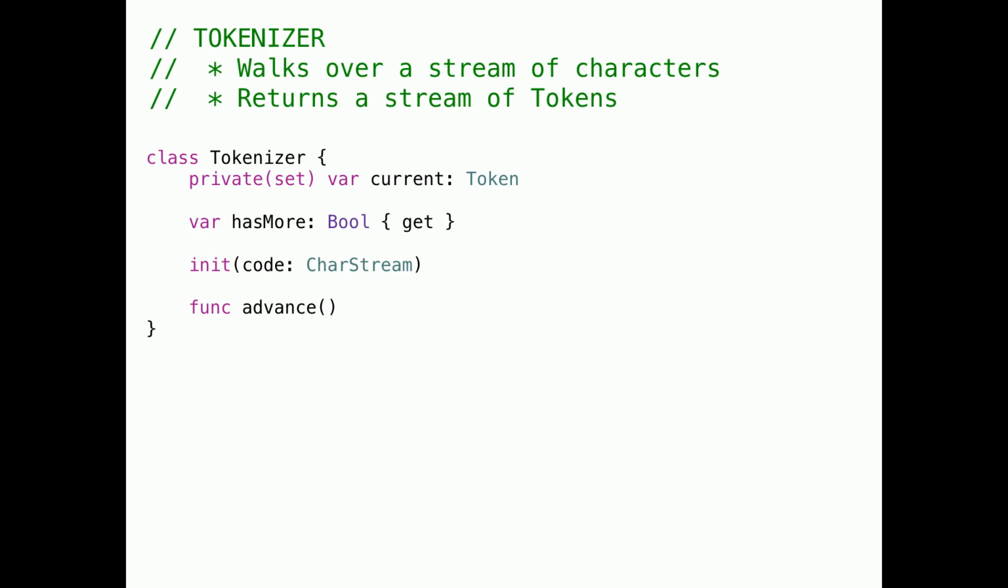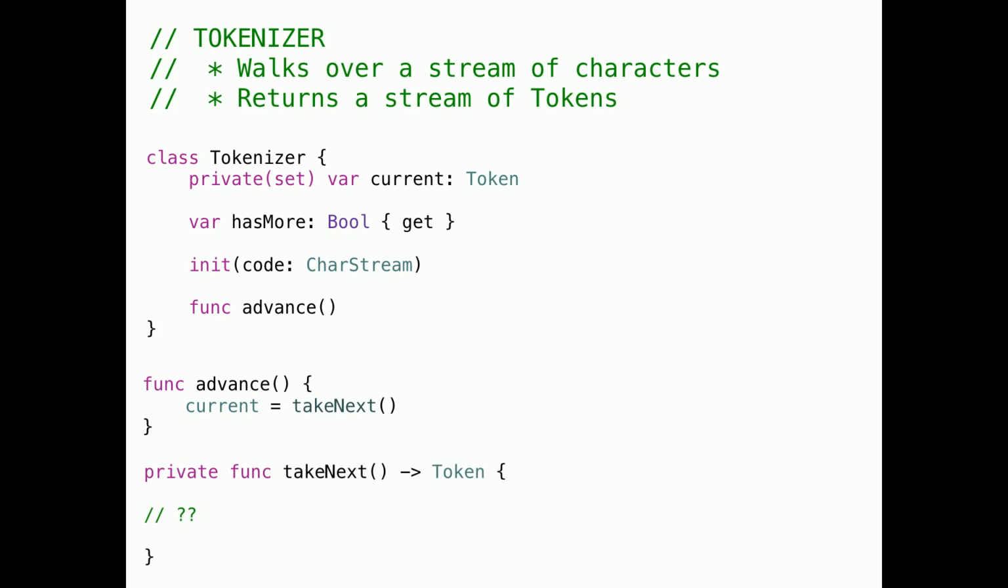So it's going to walk over the source characters that we provided, and return this stream of tokens. Here's the public interface for our tokenizer. It provides a property that allows us to peek at the current token, and a method to advance to the next token. Internally, that advance method just sets the current token to the result of a private function called takeNext. That takeNext function does exactly what it sounds like: it takes the next sequence of characters, turns them into a token, and returns it. So implementing this takeNext function is really the meat of the tokenization process.